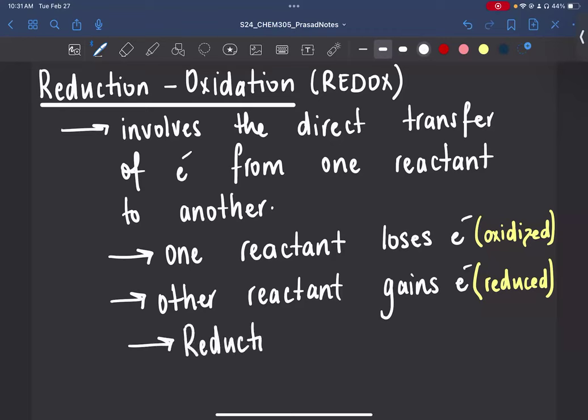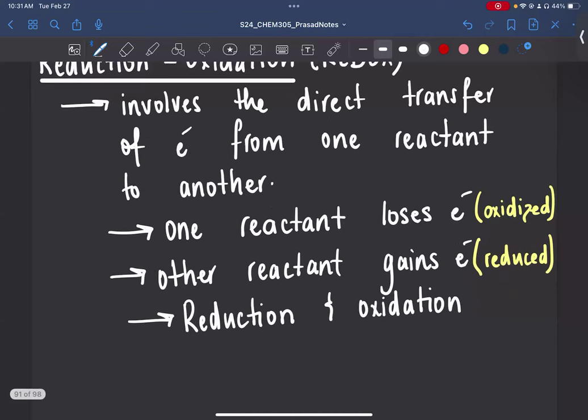In other words, if this is a direct transfer in which one reactant loses electrons and the other has to gain those electrons, the implication is reduction and oxidation must occur together. You will never have a reaction that is just reduction. You will never have a reaction that is just oxidation. They have to both happen. One reactant will gain, one reactant will lose.